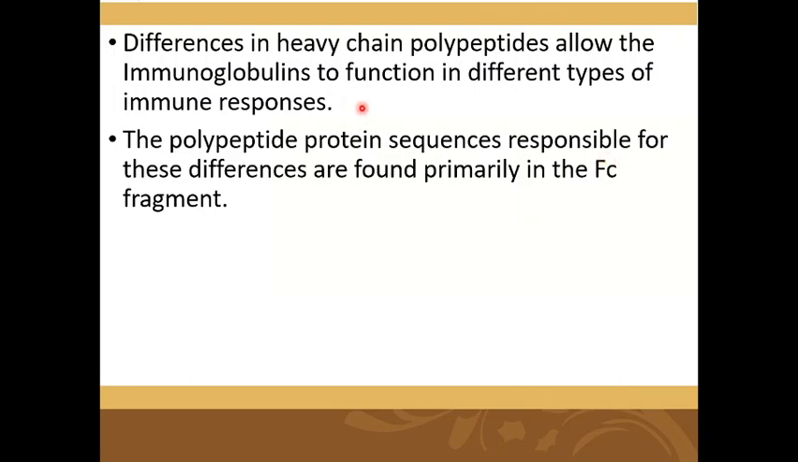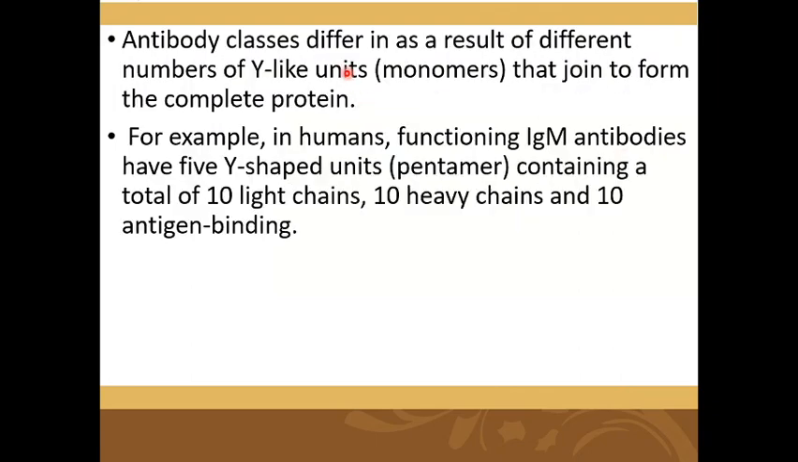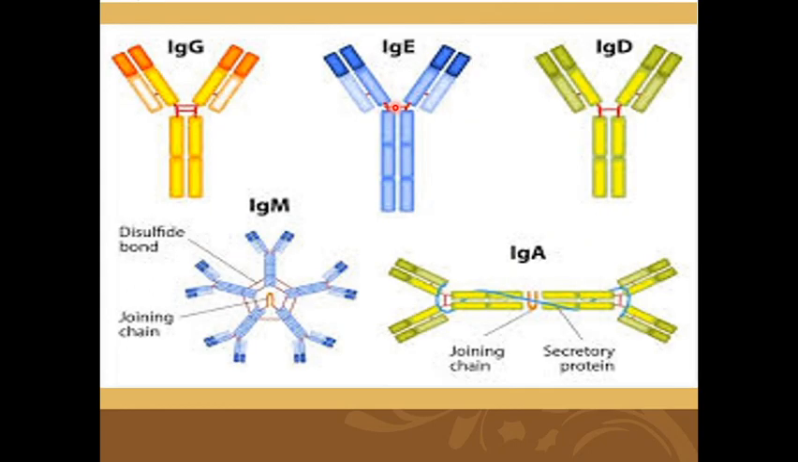Antibody classes differ as a result of different number of Y units, monomers, which are arranged together. For example, IgM, it has Y-shaped units arranged in a pentameric form, containing a total 10 light chains, 10 heavy chains, and 10 antigen binding sites. IgM, pentameric form. Okay? IgA, dimeric form.